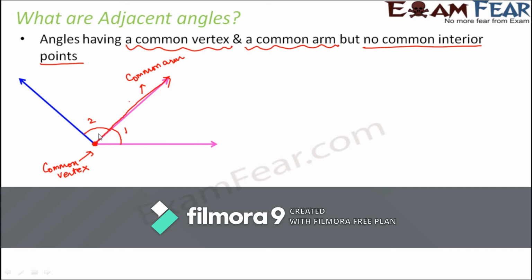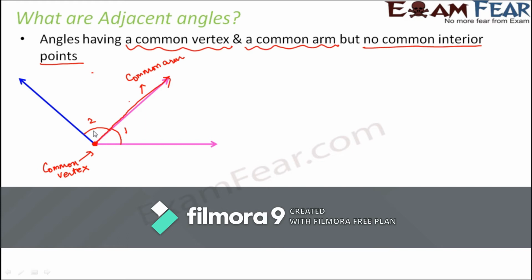Do they have common interior points? Now when you talk about angle 1, where is that location where the interior points would be located? Somewhere in this region. When you talk about angle 2, where would the interior points be located? Somewhere in this region. Do you think that there can be any point which would be common to both 1 and 2? No, because for 1 the region is this and for 2 the region is this. So they will not have any common interior points. Therefore all the three conditions are satisfied, and this proves that angle 1 and angle 2 are adjacent.